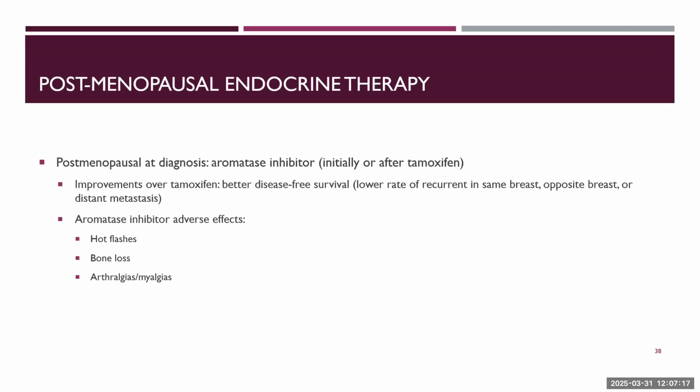For our postmenopausal patients, that would be indicated for endocrine therapy. If they are postmenopausal at diagnosis, they should receive an aromatase inhibitor, so anastrozole, letrozole, or exemestane, initially or after tamoxifen. Comparing an aromatase inhibitor versus tamoxifen, there are improvements with an aromatase inhibitor over tamoxifen. So it has better disease-free survival and a lower rate of recurrence in the same breast, opposite breast, or distant metastases.